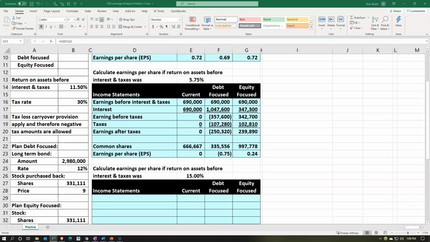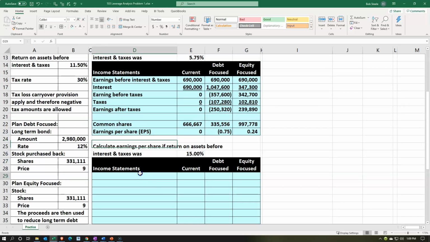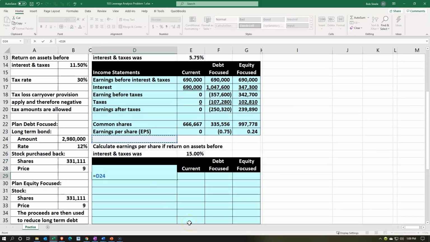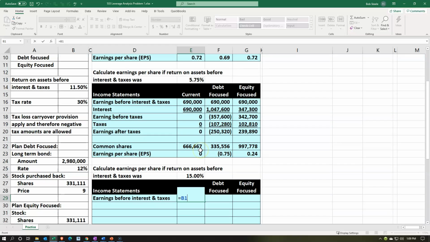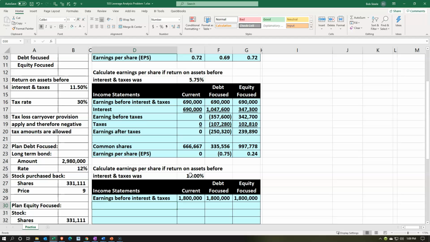So now let's think about the other type of scenario. Let's think, well, what if we calculate the earnings per share if the return on assets before interest and taxes was 15%? So let's say that this earnings before interest and taxes now goes up, and what will happen then? So let's do this again. We're going to start off with the earnings before interest and taxes. And now we're going to say that we have the assets of the 12 million times the return now of 15%. And so then I'm going to say that's going to be the same for the debt and the equity. So now let's take into consideration the changes that we have here.